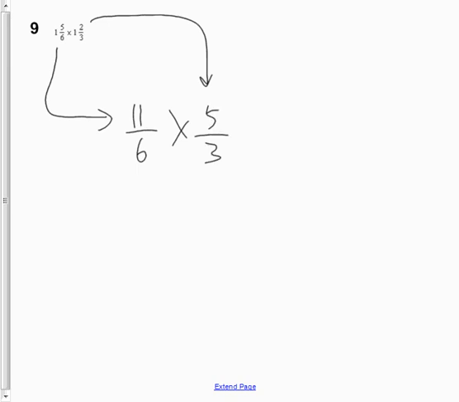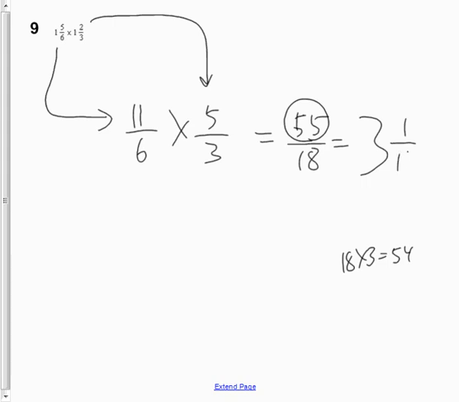Is it possible to cross reduce here? Is it possible? Hello, Bueller? No, it's not. You get 55 over 18, which is 3, because 18 times 3 is 54. Since you have 55 eighteenths, that means you have 1/18 left over. So 55 eighteenths is equivalent to 3 and 1/18.